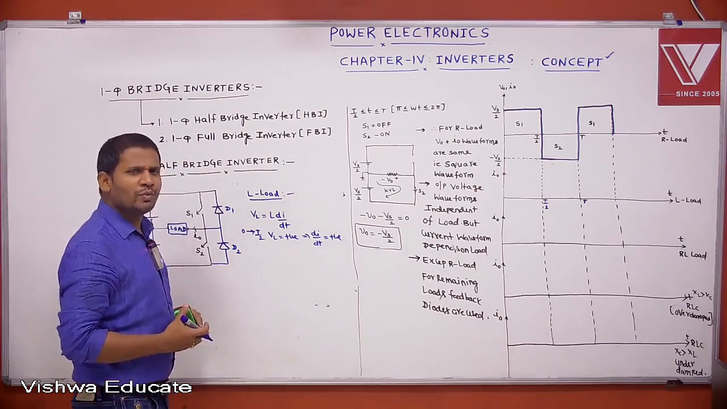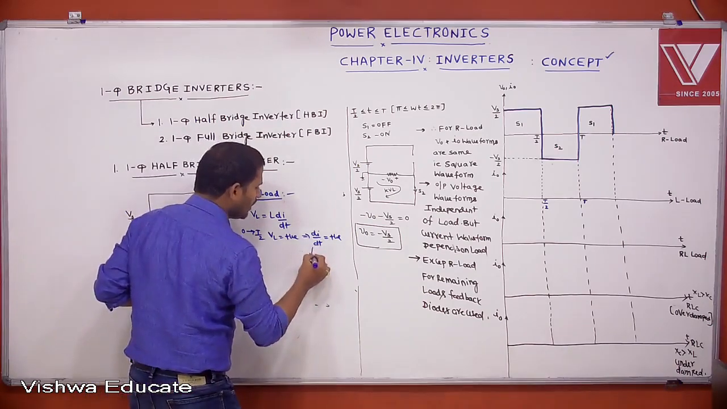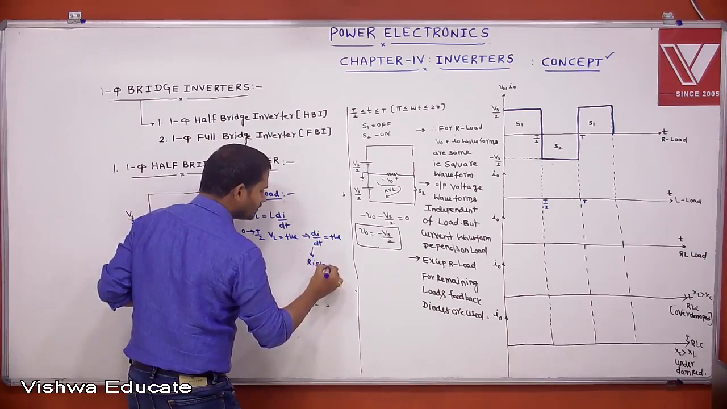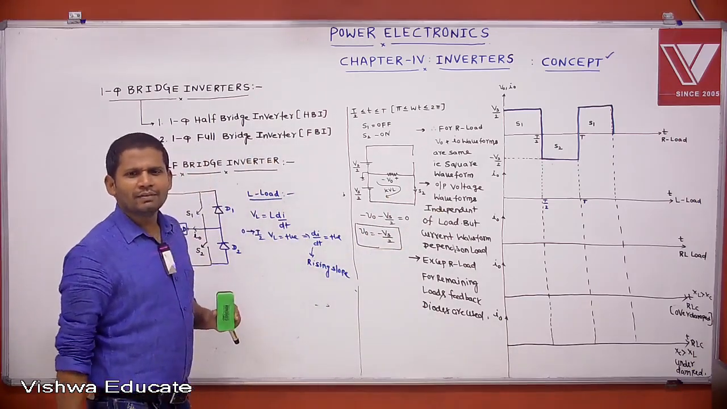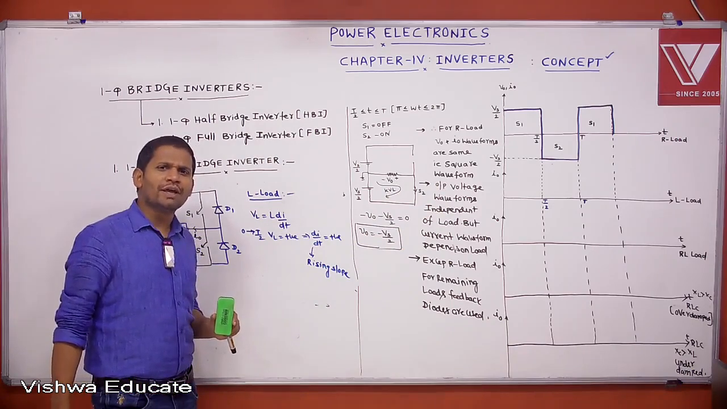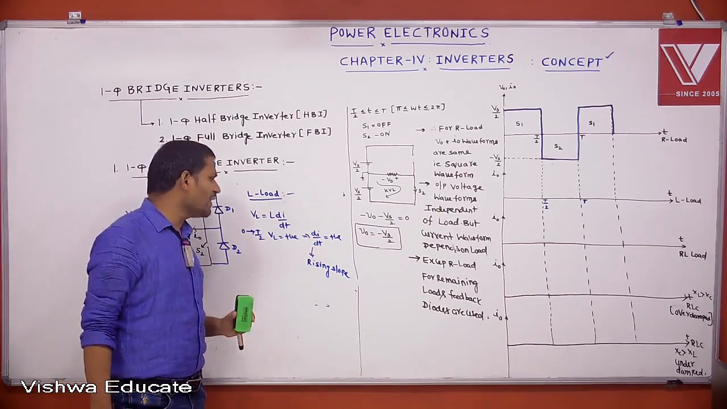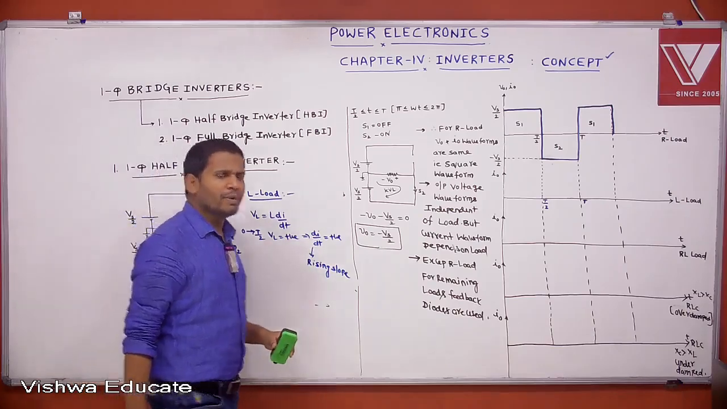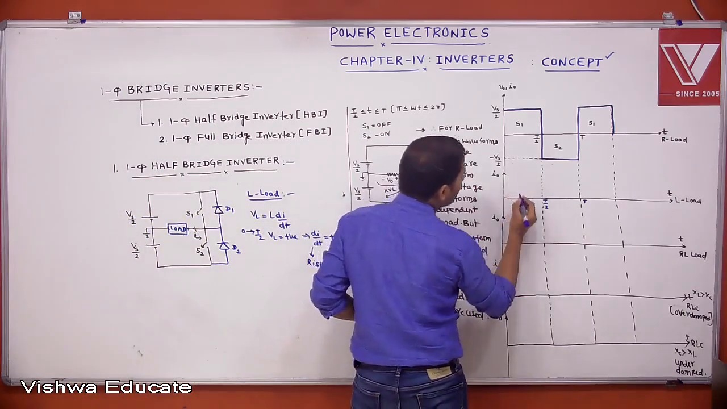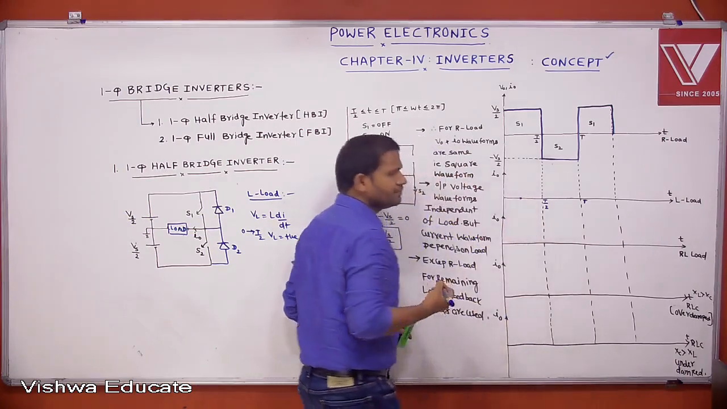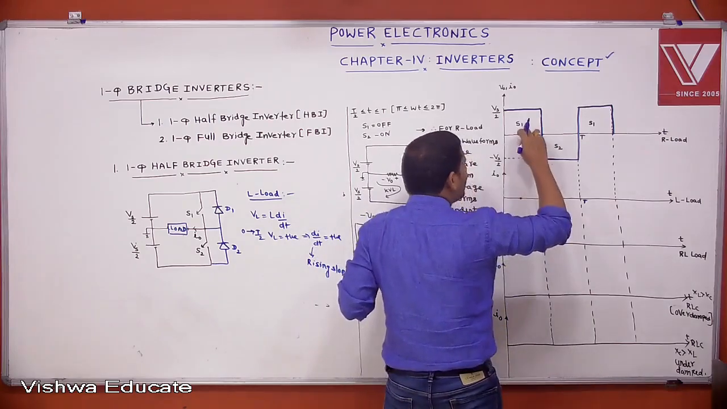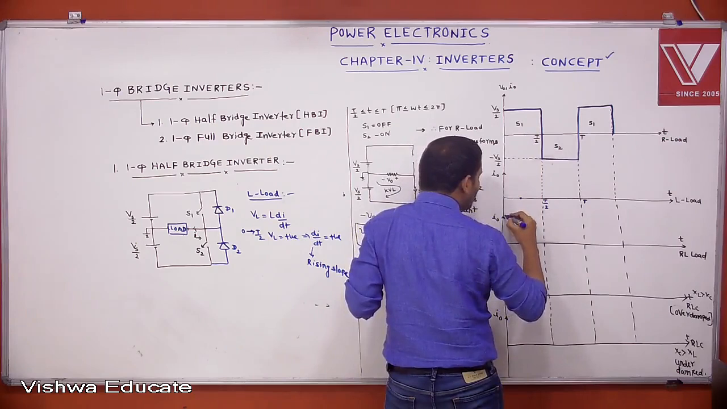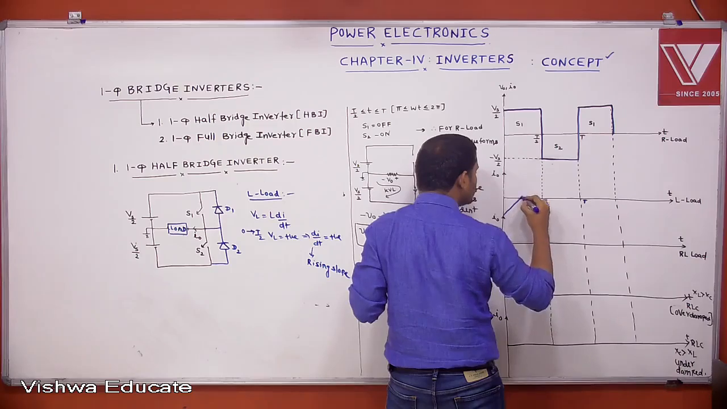Di by dt positive means rising slope or falling slope? Rising slope. But you know that the output we are getting is AC. We are drawing for a pure inductor now. In a pure inductor, current lags the voltage by an angle of 90 degrees. By satisfying that, now draw this current waveform. A 90 degree lag means T by 4 here. Then to get V0 positive, di by dt must be a rising slope.